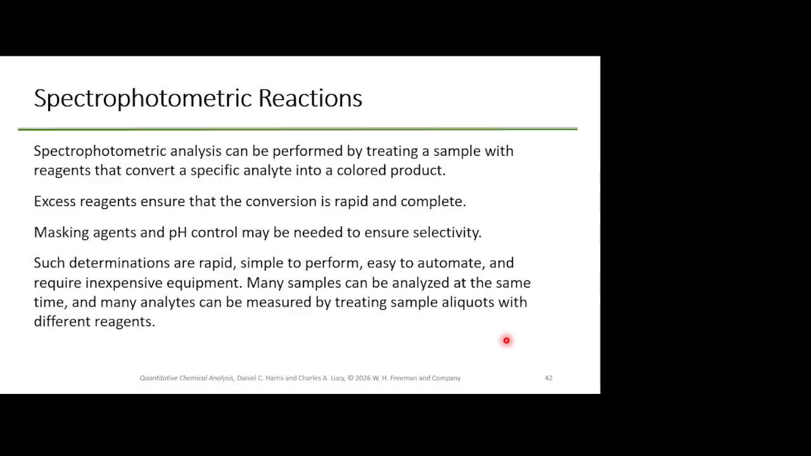So many of the samples can be analyzed at the same time. Many analytes can be measured by treating sample aliquots with different reagents. And so you can subdivide samples and then treat them with different reagents to select for different components of that sample. So let's say you're looking for PFAS out of that sample. You can specifically target PFAS in one test, and then dichloromethane in another test, etc. Okay?